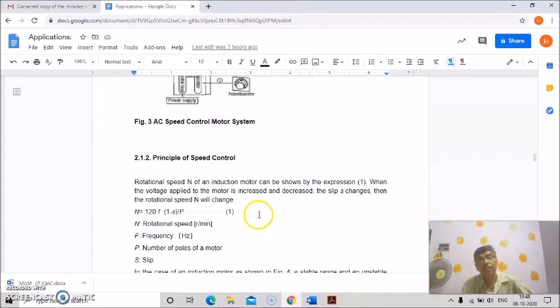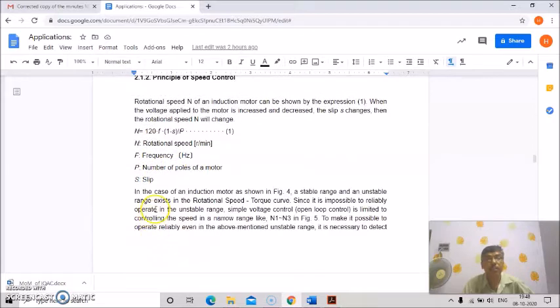So the rotational speed N of an induction motor can be shown by this expression. When the voltage applied to the motor is increased and decreased, the slip S changes, and the rotational speed N will also change. So N is the revolutions per minute, f is the frequency in hertz, p is the number of poles of the motor, and s is the slip.